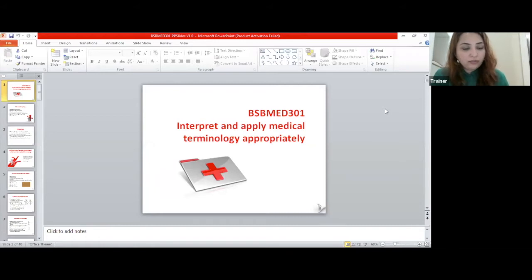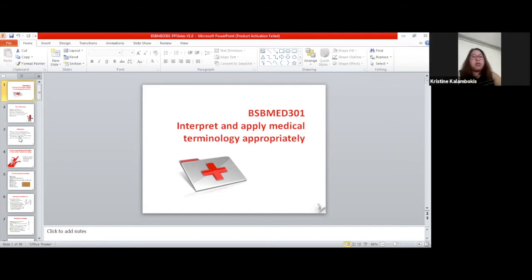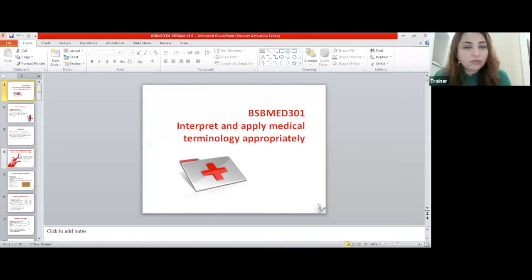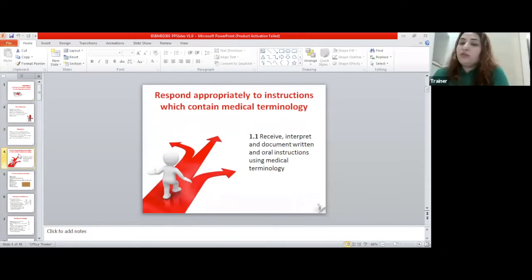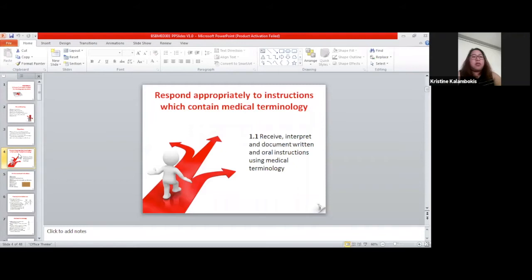So with your elements, the first element says, respond appropriately to instructions which contain medical terminology. What does that mean? What are the key words here? Respond appropriately. What are those times when you have to respond? When do you receive medical terminology? When do you have to interpret and document and talk about medical terminologies?